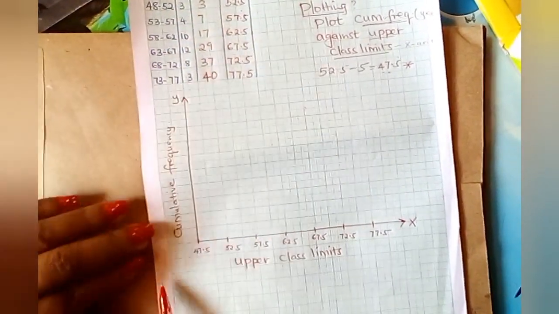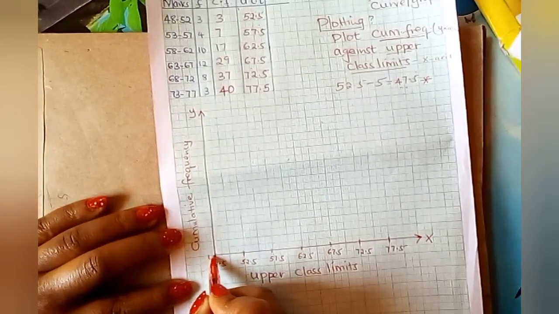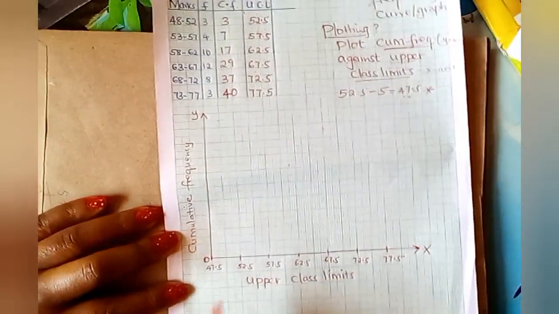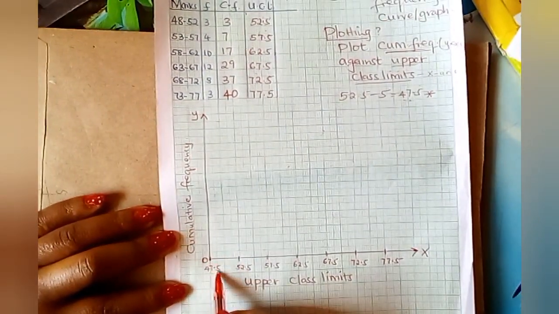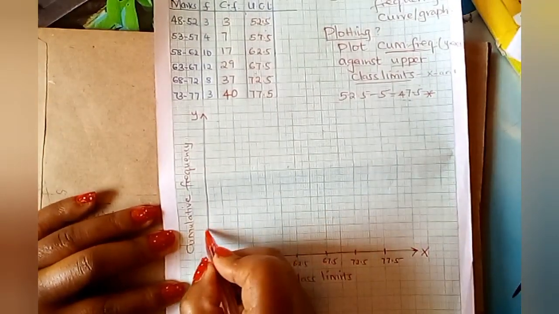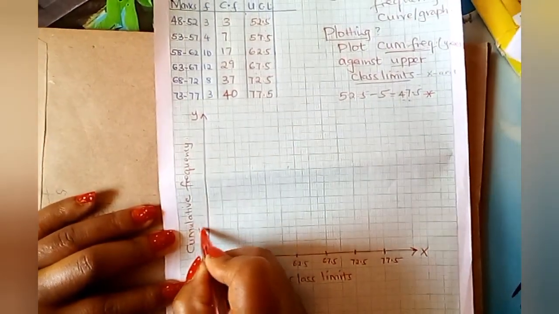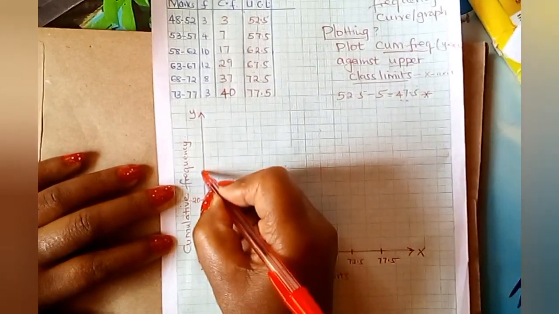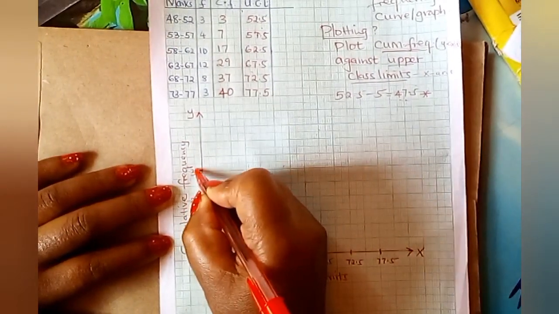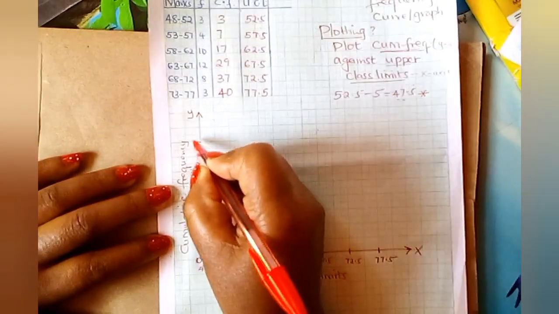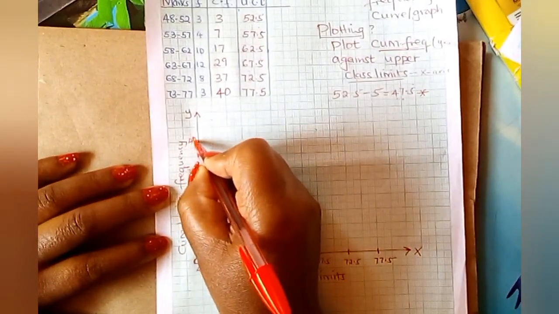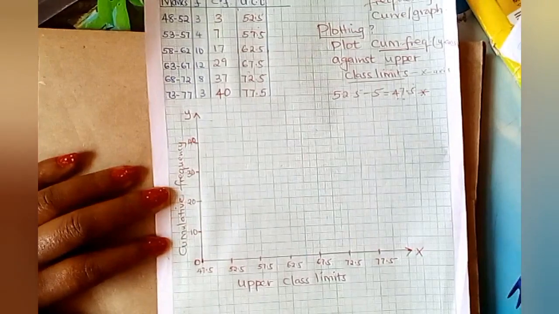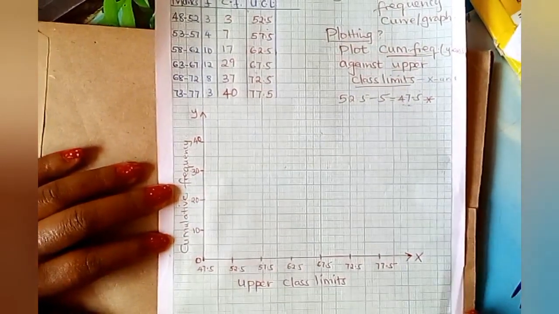Cumulative frequencies here, Lana. So you start with the 0 here. It lands on the same place as 47.5. Then you can fix a 10 here. You can fix a 20 here, Lana. You can fix 30 there. You can fix 40 there. Good. So we now plot.